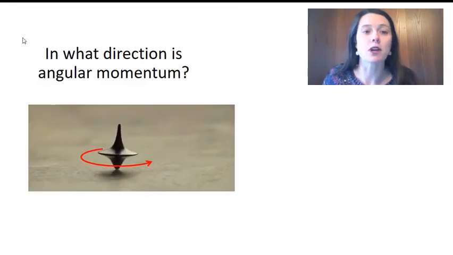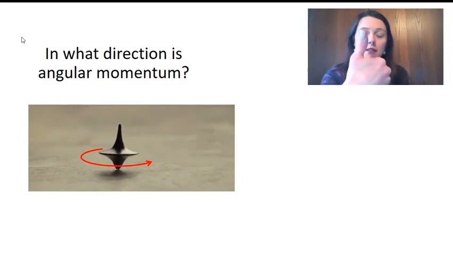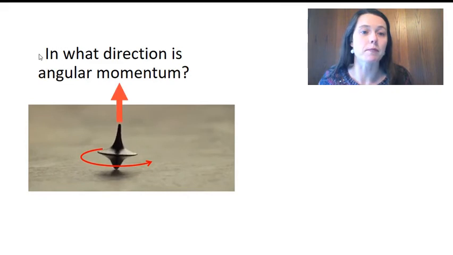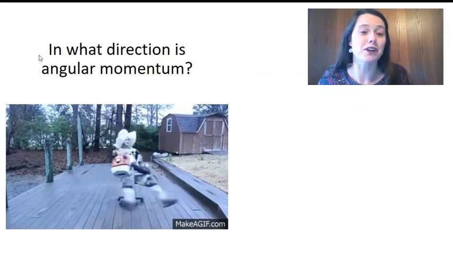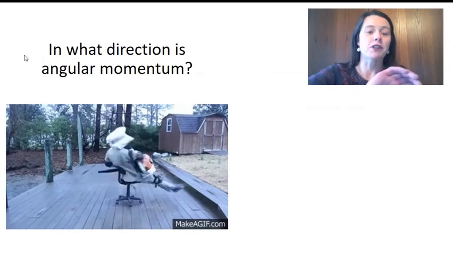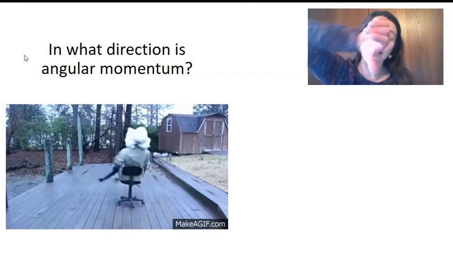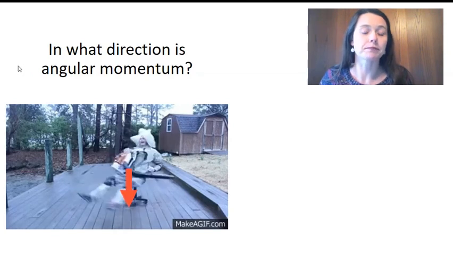As this top spins, what direction is its angular momentum? Take a second, wrap the fingers of your right hand in the direction of the spin. Your thumb should be pointing upwards. That means that the angular momentum in this case is directed upwards. What about here? As the man with the leaf blower spins in his chair, wrap your fingers around in the direction that he is spinning. Notice your thumb is pointing down. That means that the angular momentum in this case is pointed down.